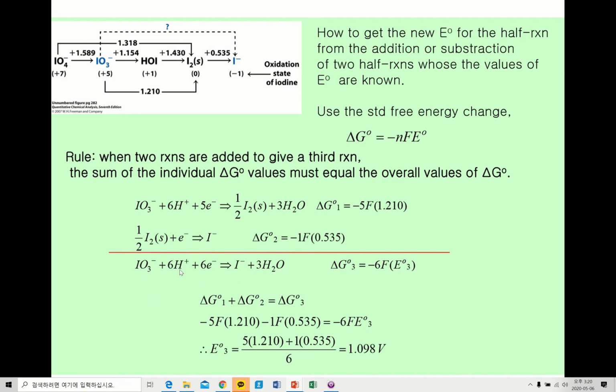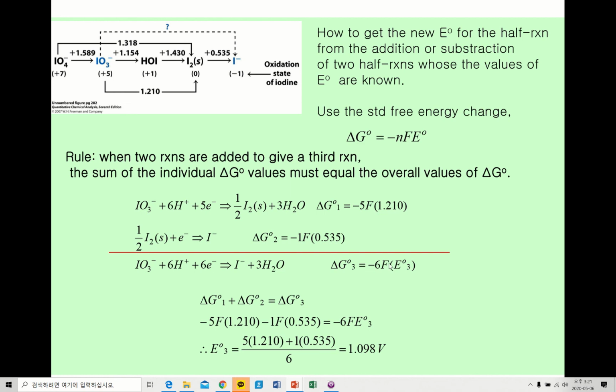When we add these two half reactions, we get iodate plus 6 protons and plus 6 electrons giving iodide plus 3 water molecules. The Gibbs free energy change in this case, delta G3 zero, equals minus 6F times the standard reduction potential, which we don't know. This is what we want to calculate.